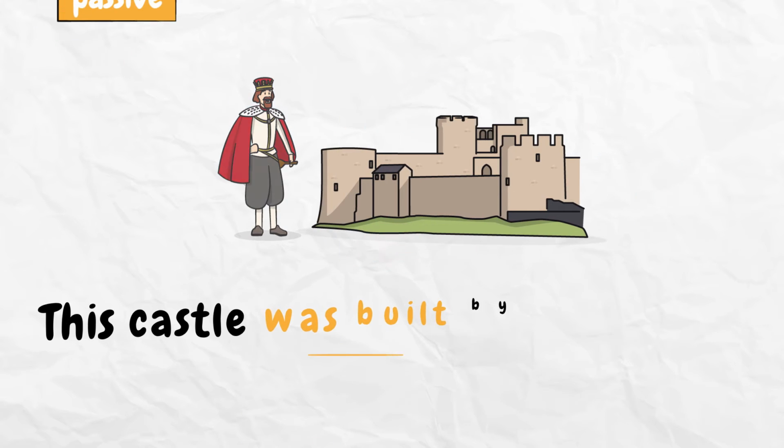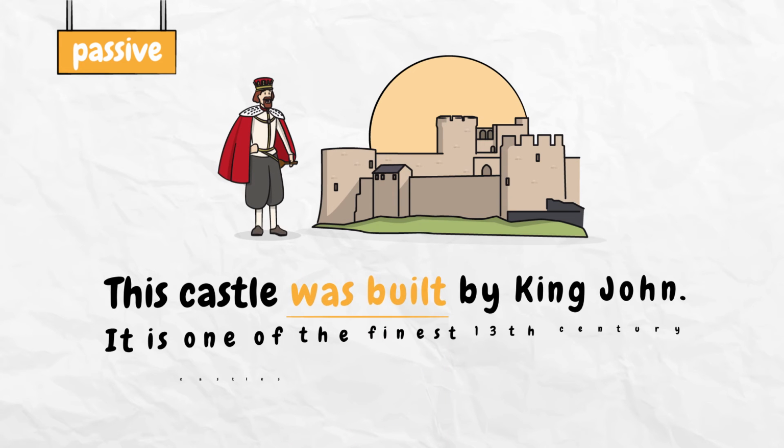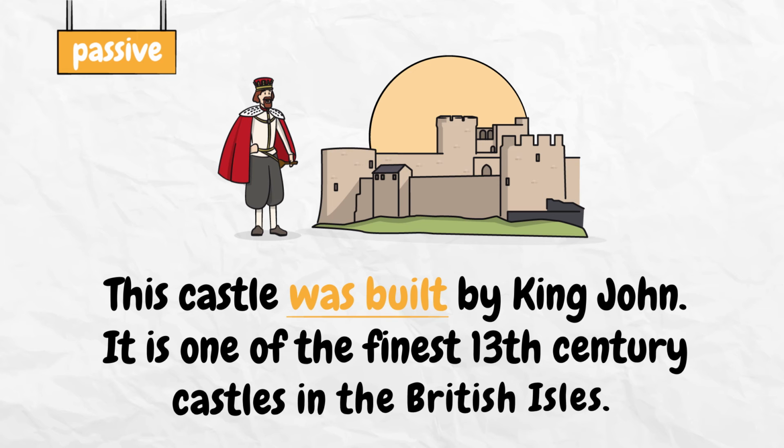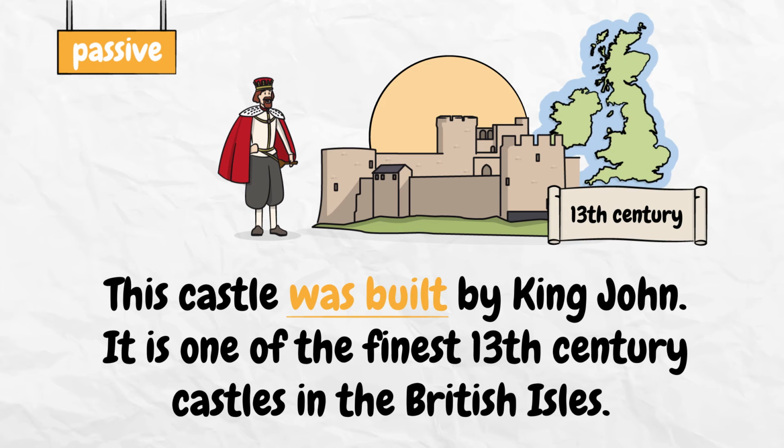But imagine we are more interested in the castle. What? Then we would use the passive to put the main idea at the start of the sentence. This castle was built by King John. For example, we could say, This castle was built by King John. It is one of the finest 13th century castles in the British Isles. We are telling the story of how the castle was built and not so much the story of King John.